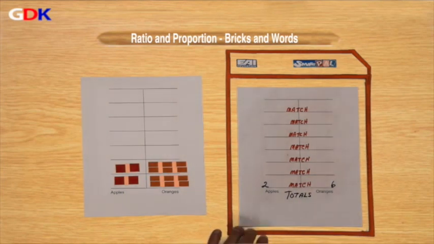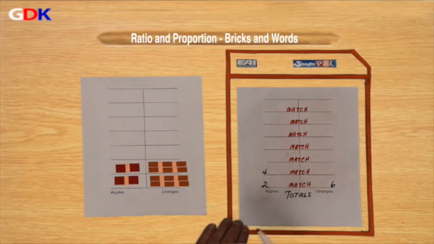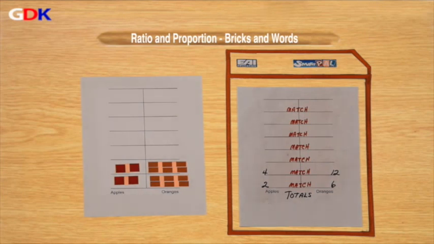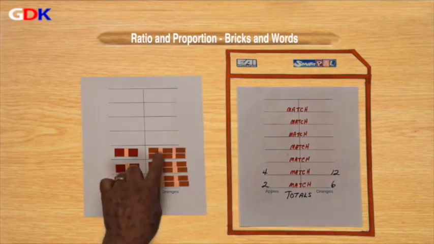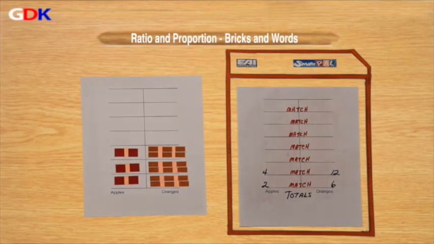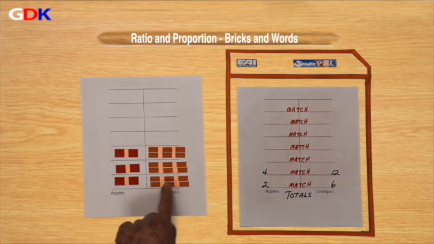So what we're going to do over here on our mat is record the totals as they appear on our work mat. So now we first had a total of 2 apples and 6 oranges. We now have a total of 4 apples and 12 oranges. Let's do it again. We put another set of 2 apples and we put another set of 6 oranges. So now we have 3 sets of 2 apples and 6 oranges.